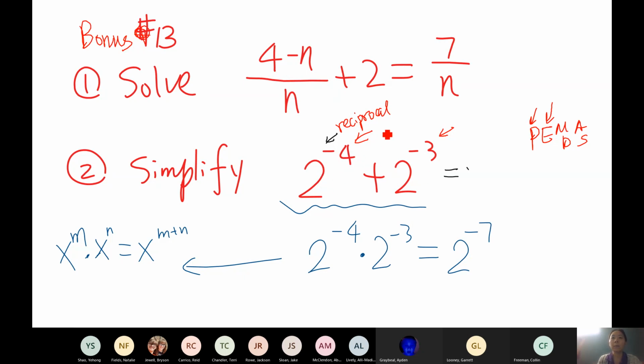This 4 means 4 copies of the base, but this minus in front of 4 actually means reciprocal. So we multiply 4 copies of 2, which gives us 16. And then we do the reciprocal of that, which gives us 1 over 16. And similarly, 2 to negative 3 means 3 copies of 2, which is 8. And this minus tells us to flip 8 to get 1 over 8.